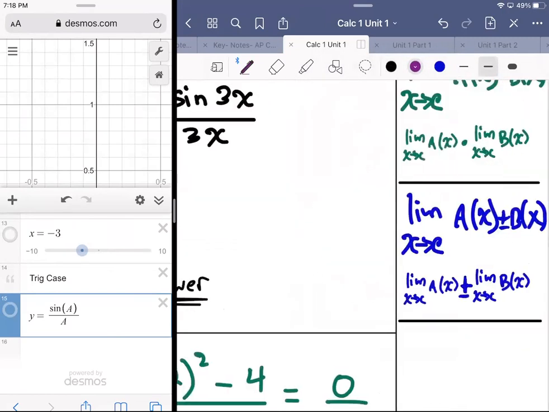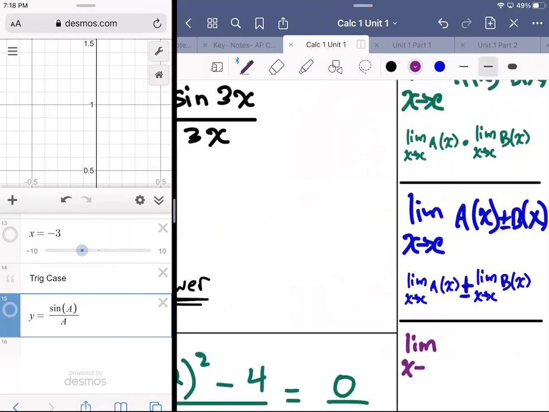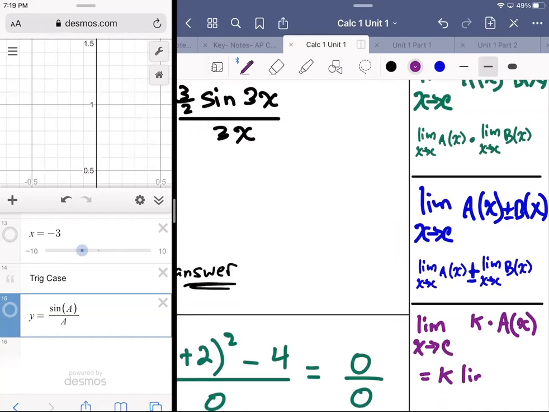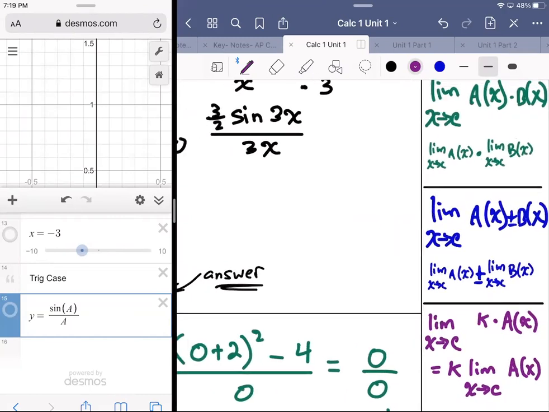You could have the limit as x approaches c of some constant k multiplied by a function we'll call a of x. That's going to be equal to k multiplied by the limit of a of x. All right, so there are some rules of limits, but there's a couple of them that transcend what you would normally expect to be the case algebraically.